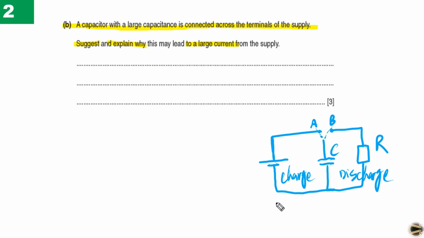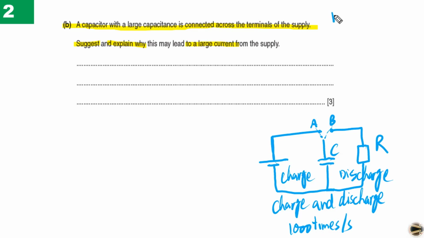We also need to understand that a capacitor can charge and discharge around 1000 times per second, even more than 1000 times per second. It means time taken for a capacitor to charge and discharge is very, very short time. Next thing what we need to understand is that Q is equal to CV. If the capacitance of a capacitor is large, it means for the same potential difference across its plates, it can store a large amount of charge.